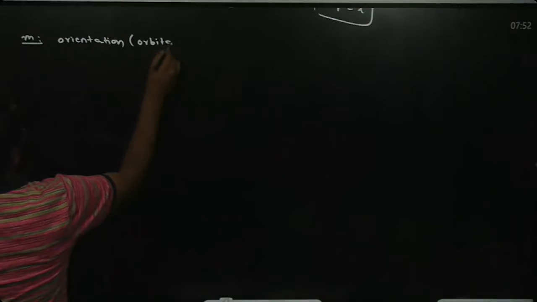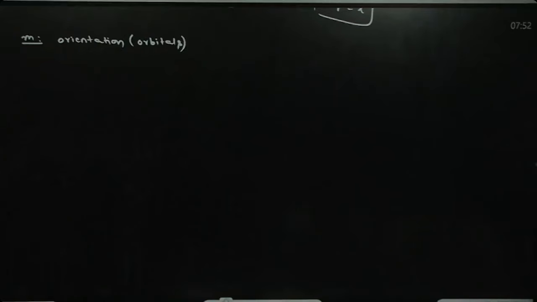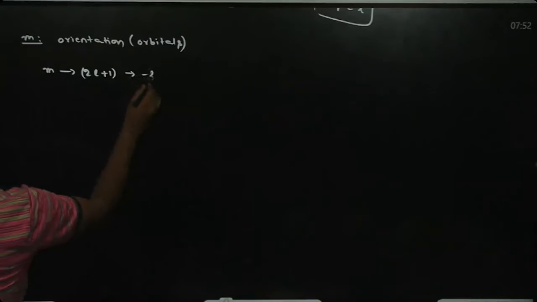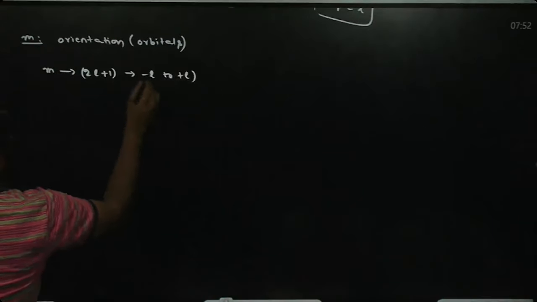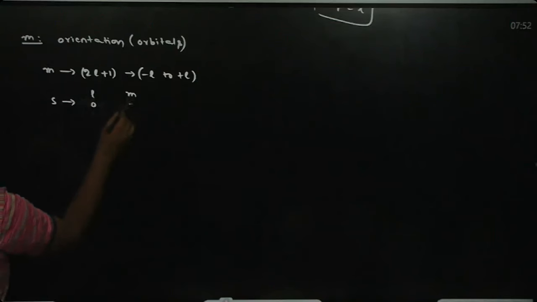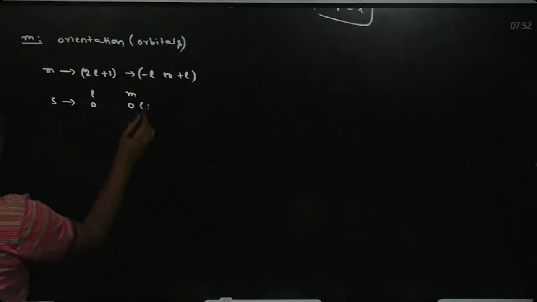Okay. Magnetic quantum number. What is the use of the magnetic quantum number? The orientations of electrons in a given subshell represent orbitals. How many values are there for a given m? For m the number of values is 2l plus 1, from minus l to plus l. If you take the s orbital, the l value is 0, and the m value is also 0. It contains only one value.